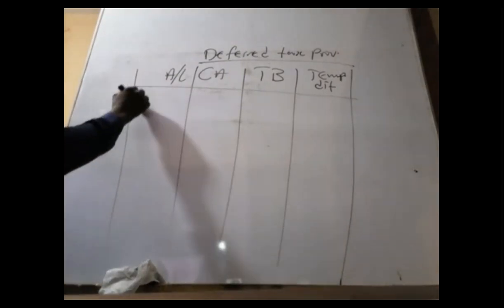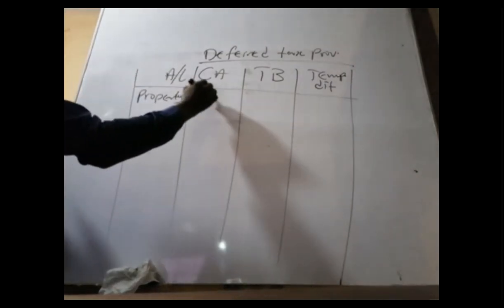So item number 1 on the list, property. The carrying amount is 10 million. Don't forget your currency, it's in millions. From the plant and equipment, plant and equipment is also 5 million.